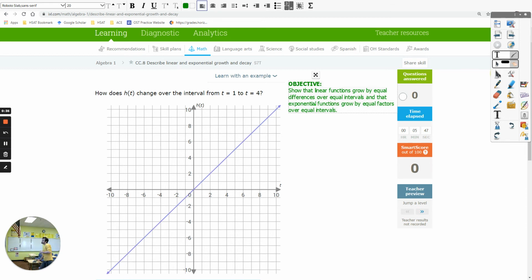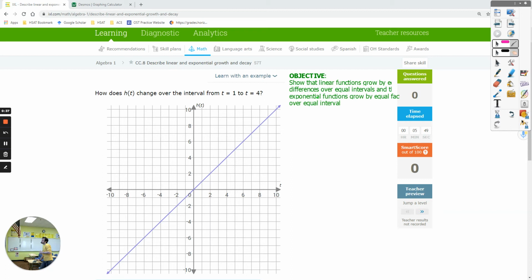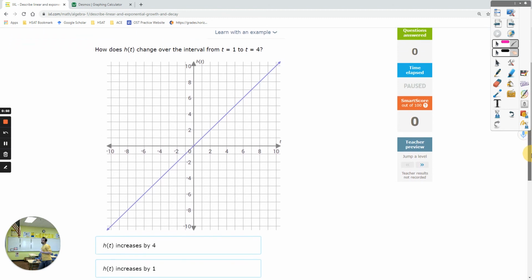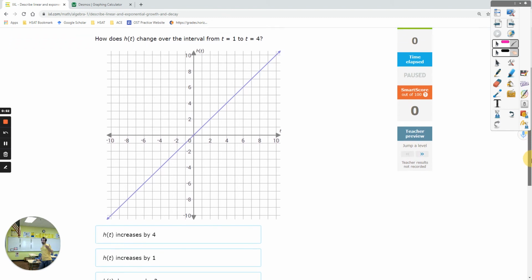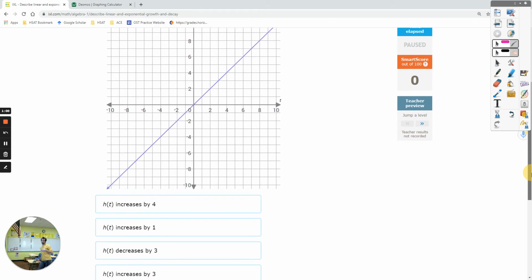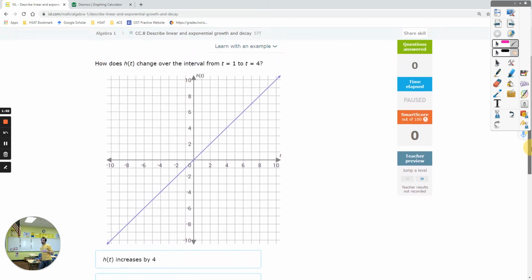So let's get started. In the first example, it says, how does h of t change over the interval from t equals 1 to t equals 4? Let me just scroll down a little. Our options are, instead of h of t every time, I'm going to say the function. The function increases by 4, it increases by 1, decreases by 3, or increases by 3. That's what you need to figure out.